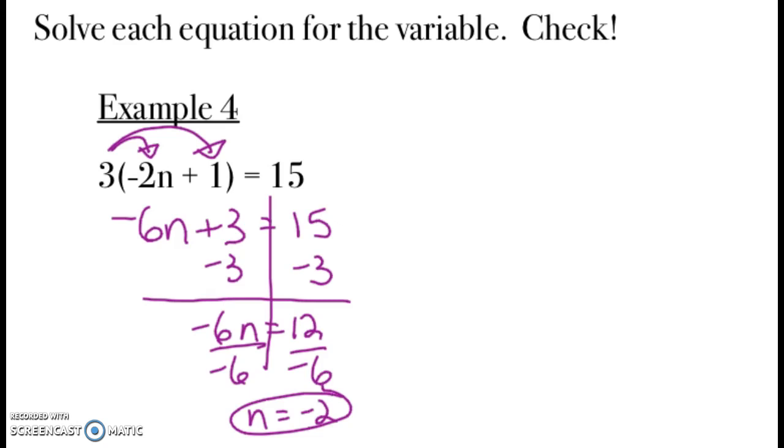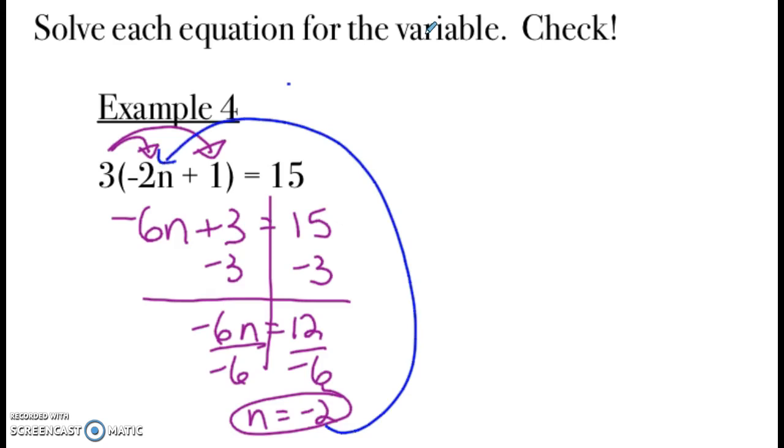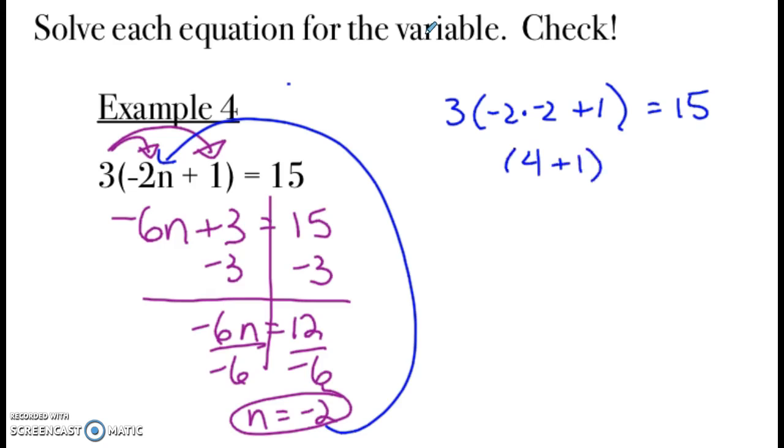And if I check this, I'm going to put in negative 2 for n. And then I have 3 times negative 2 times negative 2 plus 1, all in parentheses, equals 15. And I'll solve this using order of operations. So in parentheses first, and multiplication comes before addition. So negative 2 times negative 2 is 4. And then I have 4 plus 1 in parentheses times 3. 4 plus 1 is 5. And 3 times 5 is 15, which is the answer I'm supposed to get. So I must have this right.